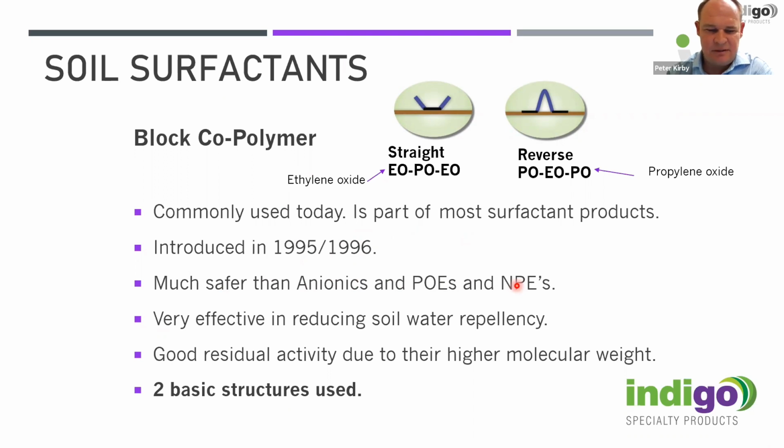They still have some cuticle interaction though, so making sure you irrigate following application generally does help ensure there's no interaction with the cuticle of the plant. Most of the products in this group are quite residual, so this is your wetter soil type formulations. They're high molecular weight materials, which take time for microbes to break down, so they work for a period of time. They're very effective, particularly the straight block copolymer, at reducing soil repellency, and they have good residual activity.